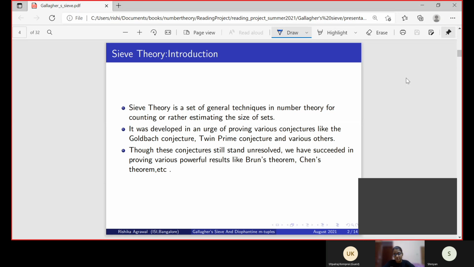The second major achievement was Chen's theorem. Chen's theorem is a very powerful and beautiful result. It states that there are infinitely many primes p such that p plus 2 is either prime or a semi-prime. Semi-prime means a number having two primes in its prime factorization. A similar theorem of Chen states that every sufficiently large even number can be written as the sum of a prime and a prime or a semi-prime. Both these theorems of Chen are considered a near miss of the Goldbach and twin prime conjectures.